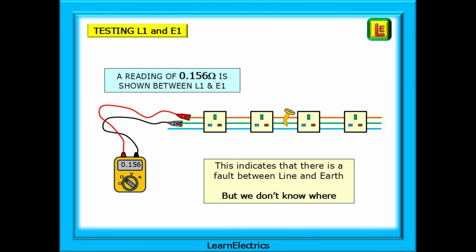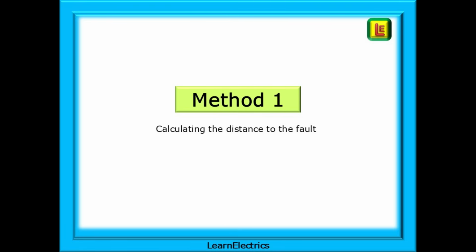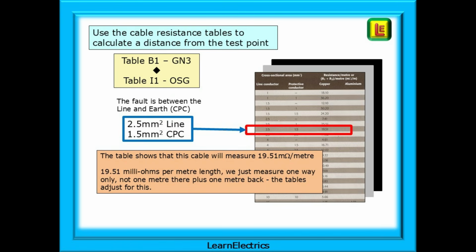In this example, a reading of 0.156 ohms is shown between L1 and E1. This indicates that there is a fault between L1 and E1, but we don't know where. We will look at a couple of different methods to locate the fault. Method 1 will have us calculating the distance to the fault if we know what the fault resistance is. We can use the cable resistance tables to easily calculate a distance from the test point to the fault.